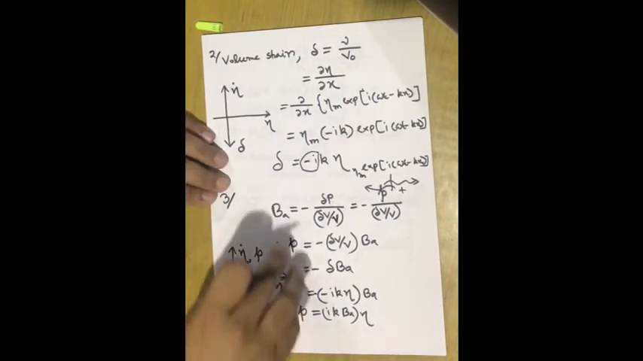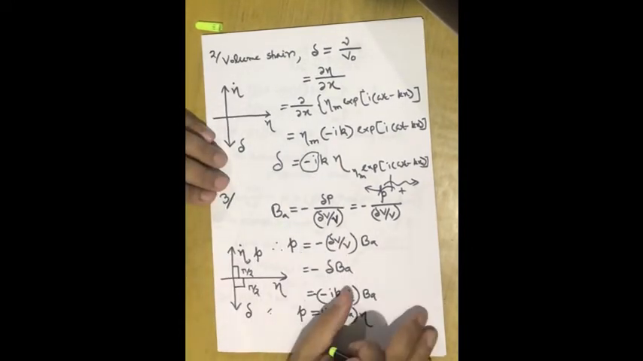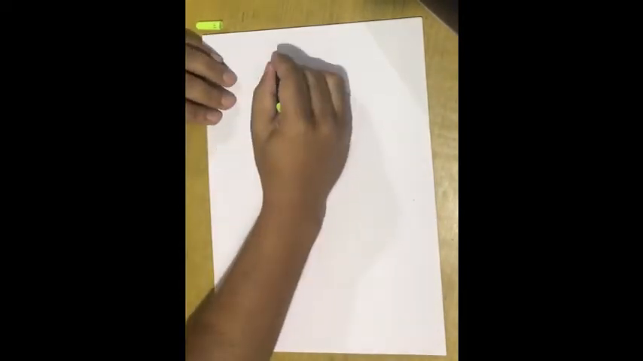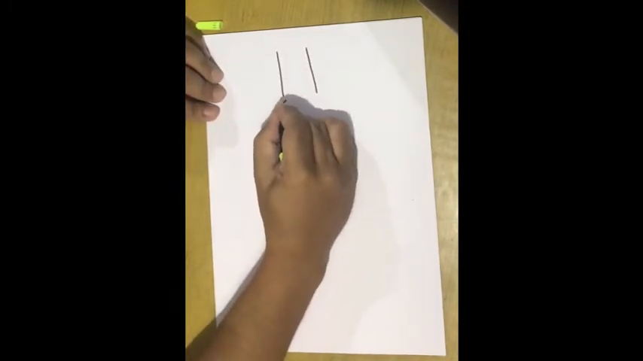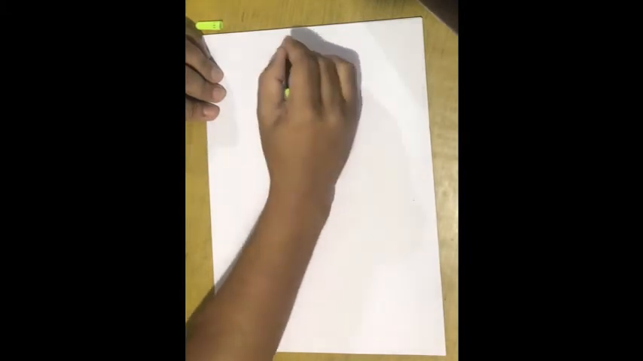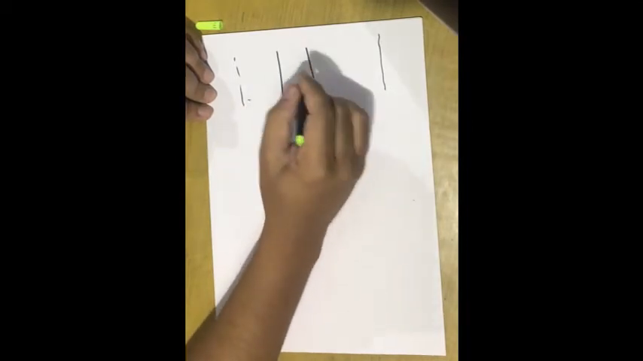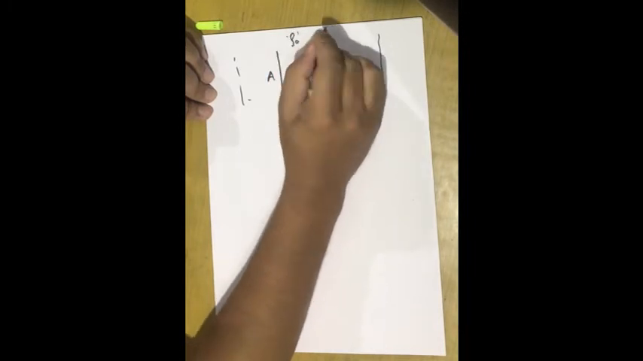Okay, so once we have calculated all these quantities, we want to calculate first the kinetic energy of the air column. If you remember, we have considered an air column of thickness delta x, with area of cross section A, and the density of the air column is rho naught.